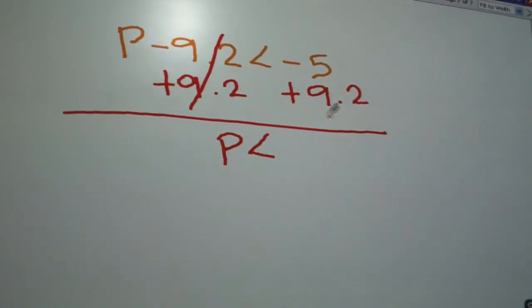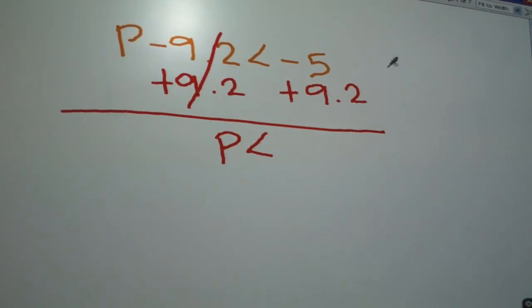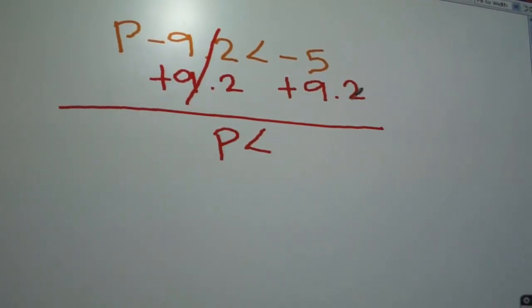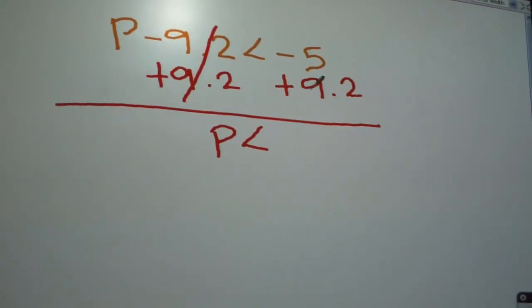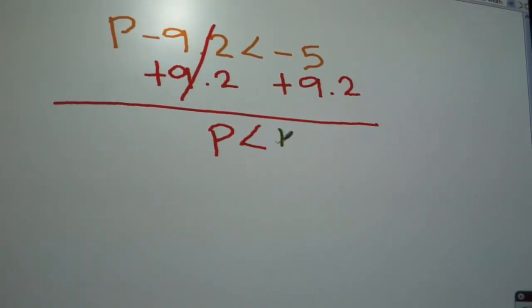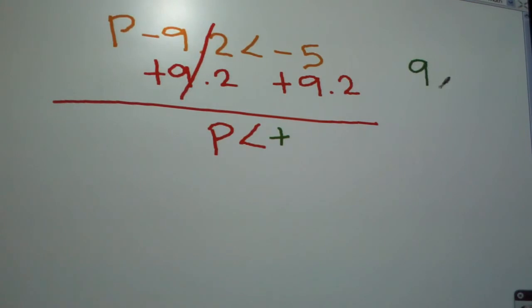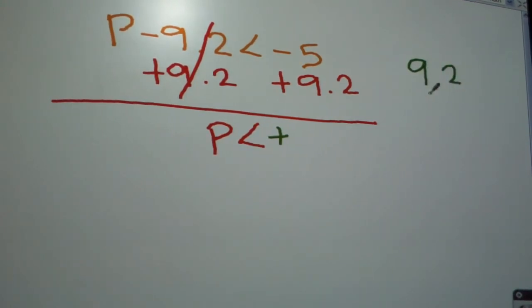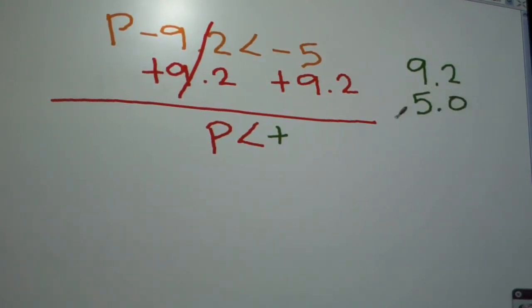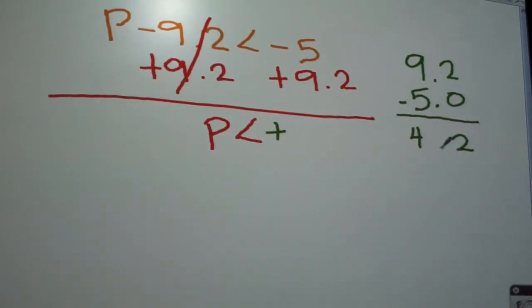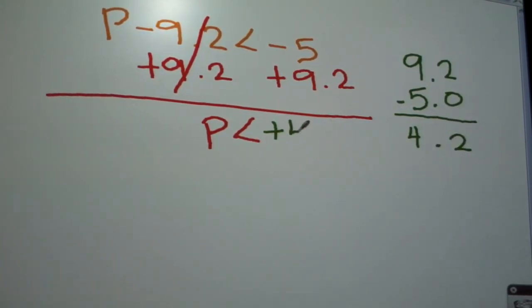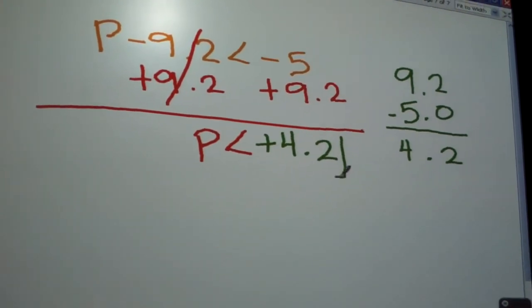Now don't get scared if we have decimals. Remember how we set them up? We have a 9.2 is positive. We have a negative 5, so 9.2 is a bigger number, so our answer is going to be positive. And you subtract the two numbers. So we have 9.2. We're going to take 5 away from it. When we do that, we get 4.2. So p is less than 4.2. And this is our solution.